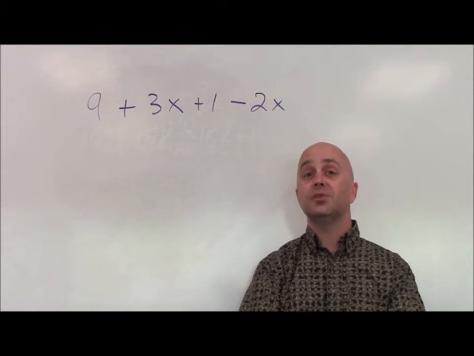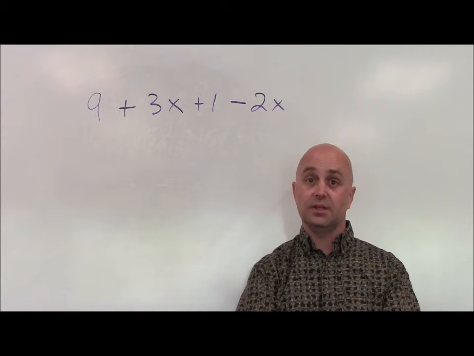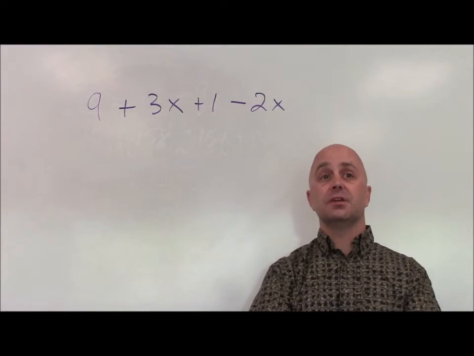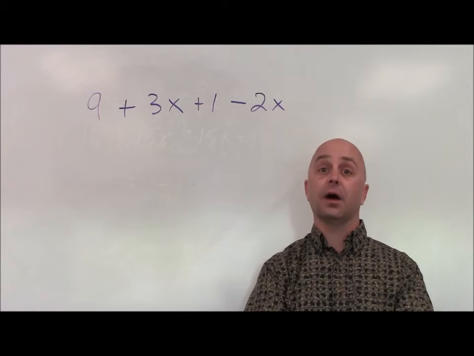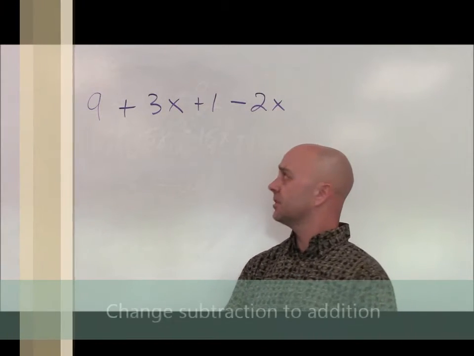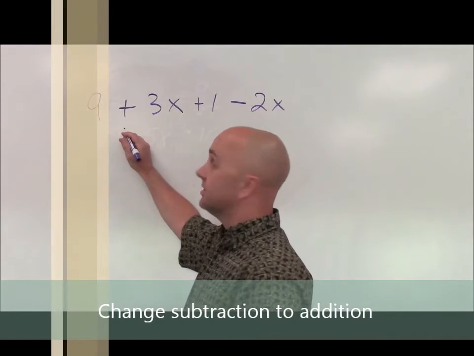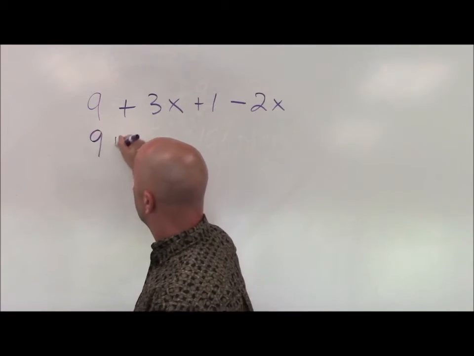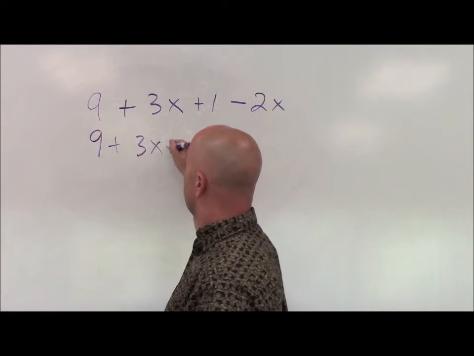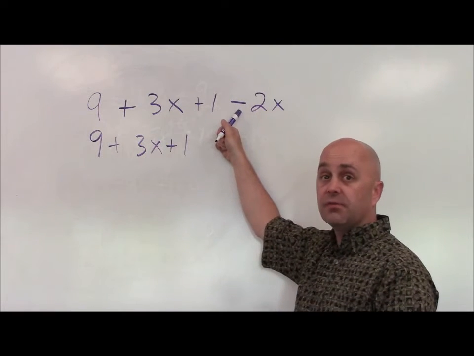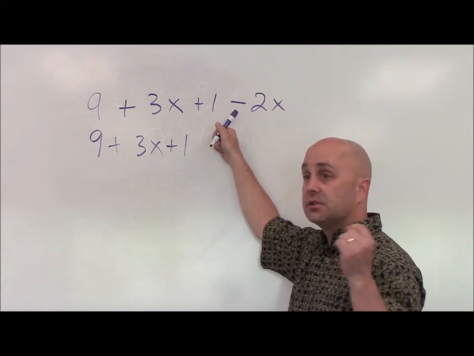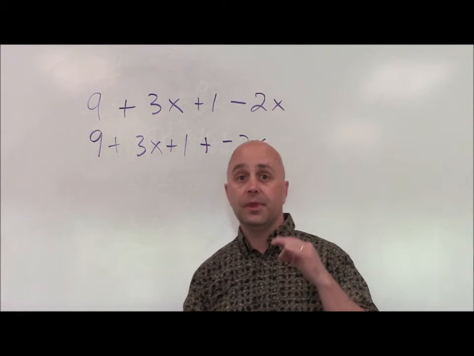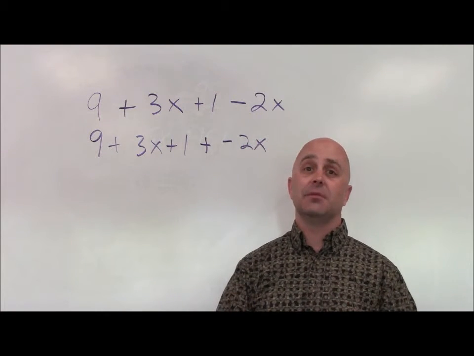Now it gets a little bit trickier when we introduce subtraction into an expression, but if you remember that you can change any subtraction to an addition problem by what we call adding the opposite, it makes it a little bit easier. So I'm going to start with that. In this one it says 9 plus 3x plus 1 minus 2x. I'm going to rewrite that, leaving the addition alone, but changing the subtraction from a minus 2x to a plus negative 2x. And we know that when we do that, it's going to remain the same value.